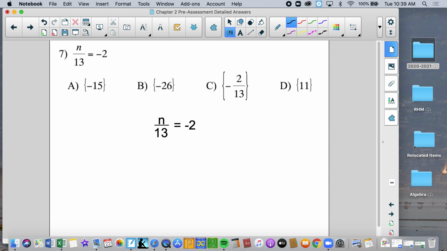So number 7, n is being divided by 13. So the inverse of dividing by 13 is multiplying by 13.